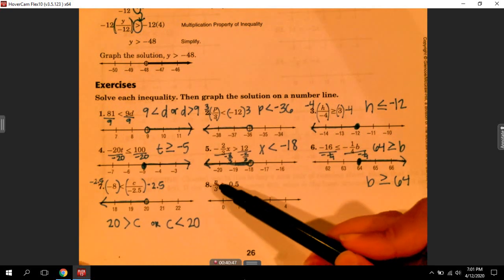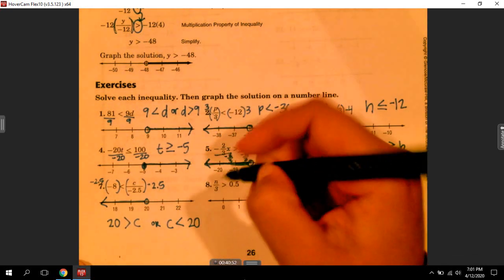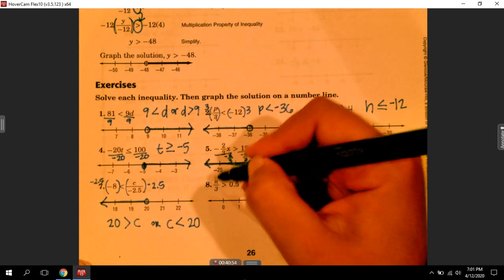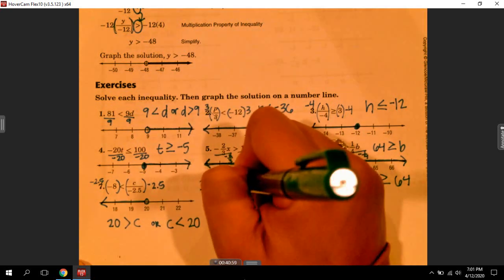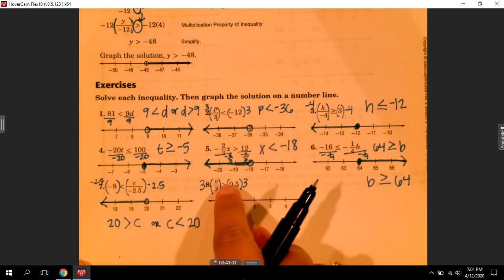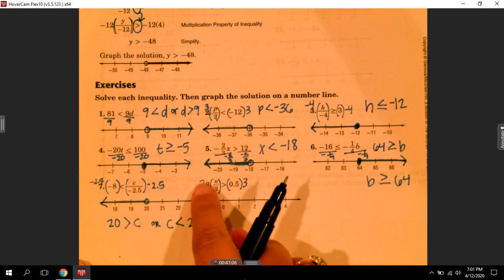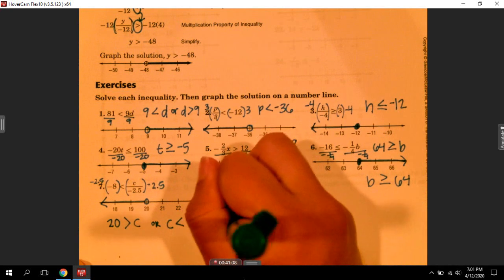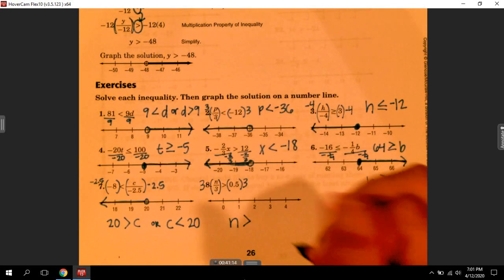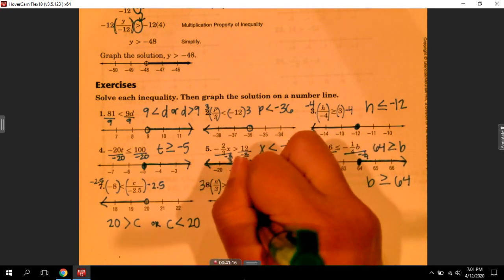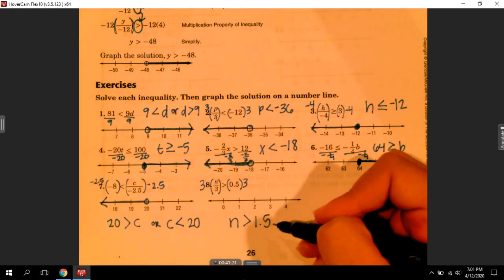And the last one, n divided by 3 is greater than 0.5. So we're dividing here to begin with. So to solve for n, that means you're going to be multiplying. So you're multiplying both sides by positive 3. It's a positive number, so that is not going to change. It's going to stay greater than. So this becomes n, and that stays the same. So n is greater than 0.5 times 3, which should be 1.5. So n is greater than 1.5.